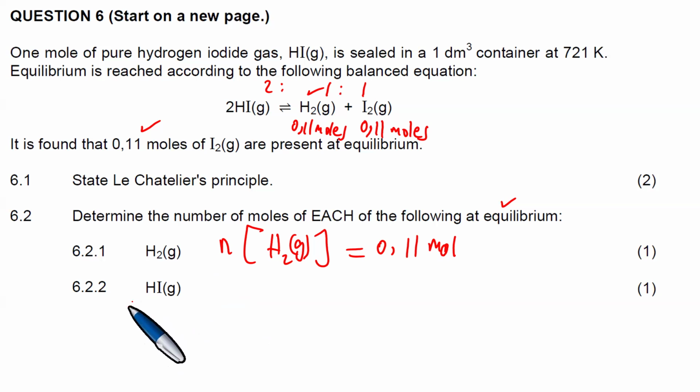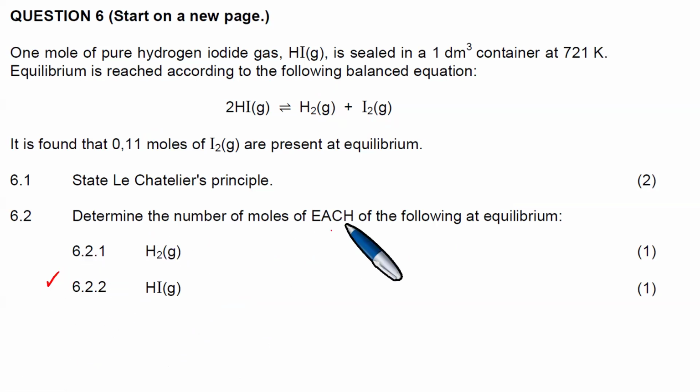Right, in 6.2.2, let us look at 6.2.2. This is the part of the question we're asking now: determine the number of moles of each of the following at equilibrium, hydrogen iodide. We've already said hydrogen iodide, so you have the ratio 2:1:1. At this point, you need to determine the number of moles of each of the following at equilibrium. If you have the used and so on, how do we filter all that in? We are interested in the number of moles of each of the following at equilibrium.